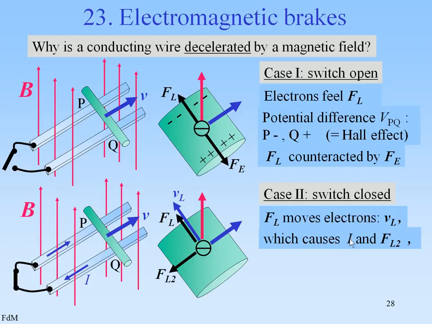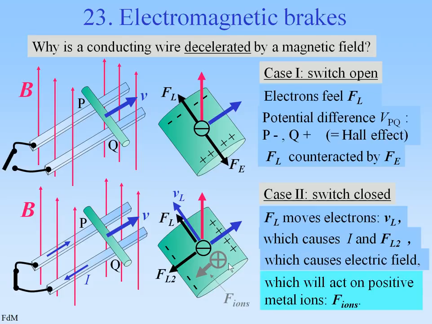And this causes current, and this current will cause a second Lorentz force, and the second Lorentz force will be counteracting the velocity. And the second Lorentz force will cause an electrical field with negative charge here and positive charge here. And this works on the ions, the positive metal ions, and they will feel a force, F ions, and that force will act as a braking force.